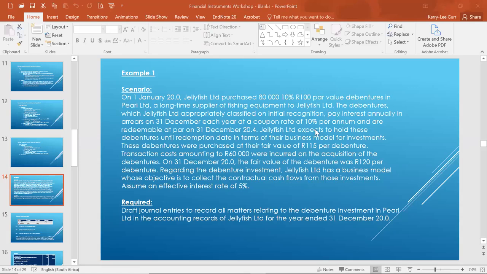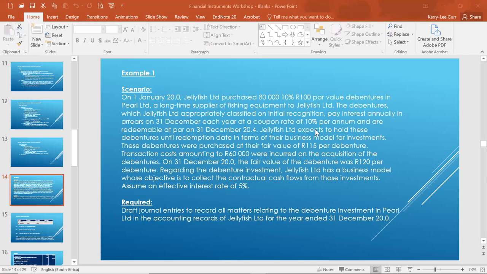Okay, so let's look at our example 1. Our scenario: on the 1st of January 20.0, Jellyfish Limited purchased 80,000 10%, 100 Rand par value debentures in Pearl Limited. Okay, so they've purchased debentures. We're going to be very careful when we look at the required as to what they are referring to. Are they referring to the books of Pearl, or are they referring to the books of Jellyfish?